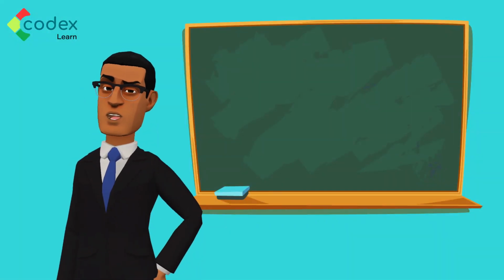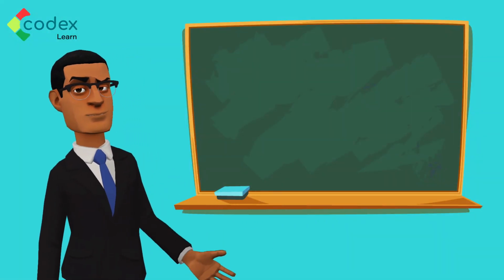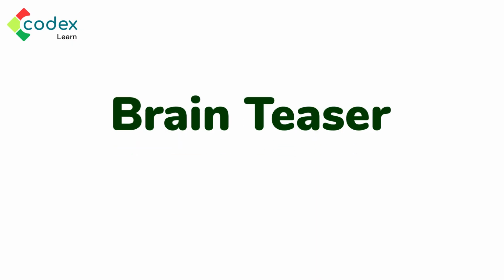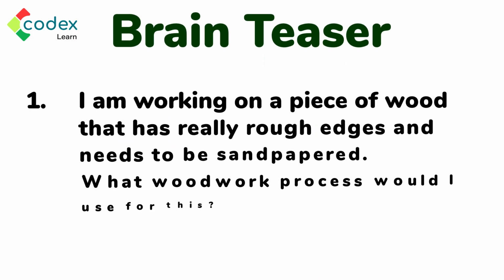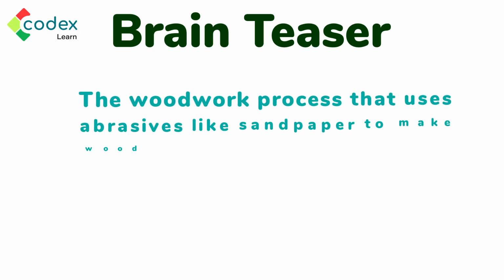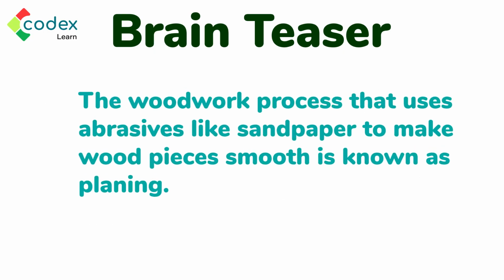Now that we've learnt about and practiced woodwork processes, it is time for you to show me how well you understood the lesson. 1. I am working on a piece of wood that has really rough edges and needs to be sandpapered. What woodwork process would I use for this? Great answer! The woodwork process that uses abrasives like sandpaper to make wood pieces smooth is known as planing.